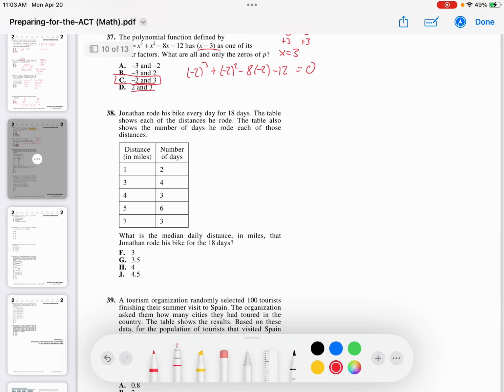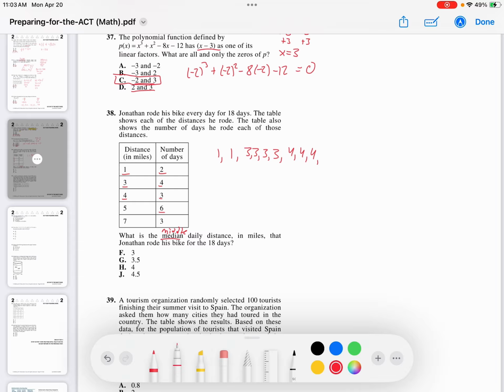Number 38. Jonathan rode his bike every day for 18 days. The table shows each of the distances he rode. The table also shows the number of days he rode each of those distances. What is the median? So median means kind of like the middle number, if we were going to write them all out. So we've got the distance of 1 for 2 days, so we'd say it's 1 and 1. Distance of 3 miles for 4 days, so that would be 3, 3, 3, 3. Distance of 4 for 3 days, so that would be 1, 2, 3, 4s.